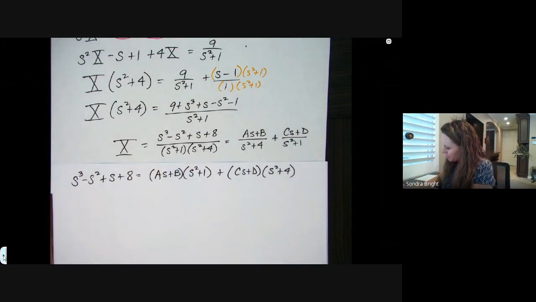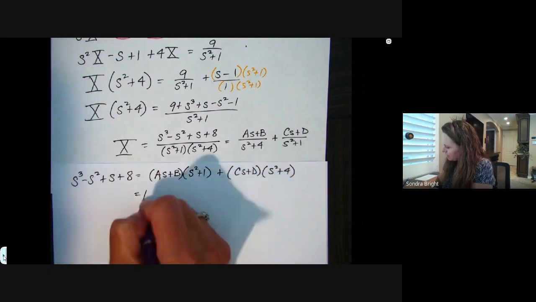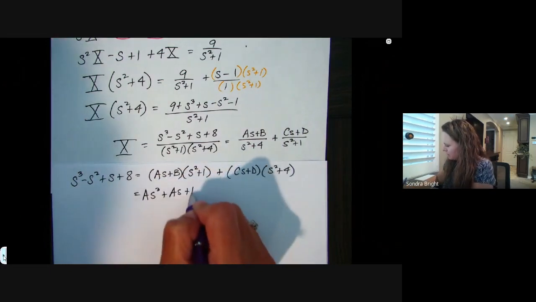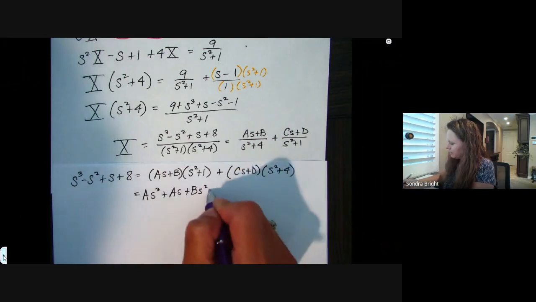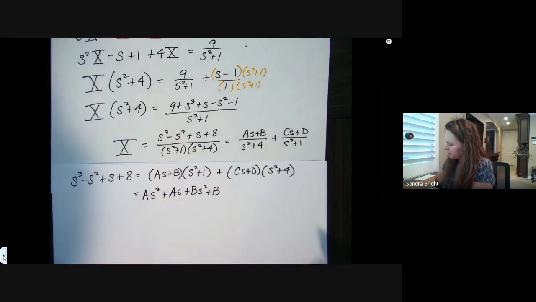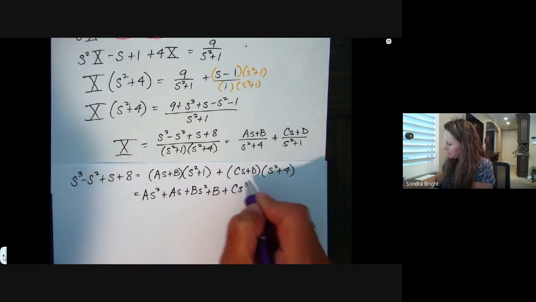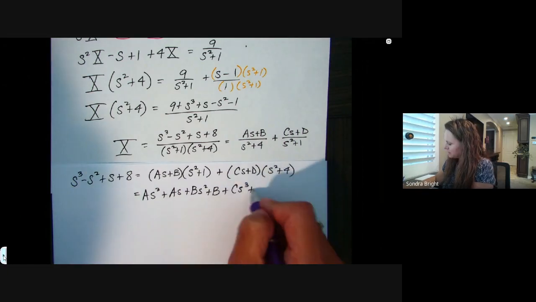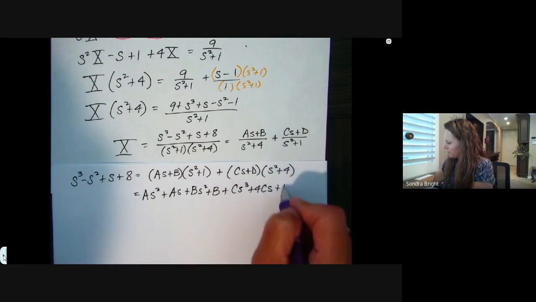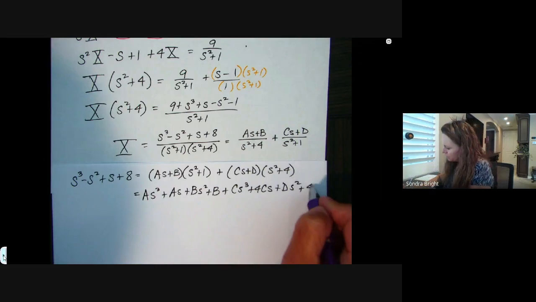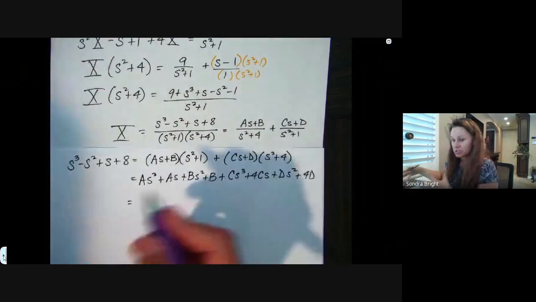So this becomes as cubed plus as plus bs squared plus b. Do the same thing over here. Distribute: cs cubed plus 4cs plus ds squared plus 4d. Okay, so now, to be able to equate coefficients, you need to group them.